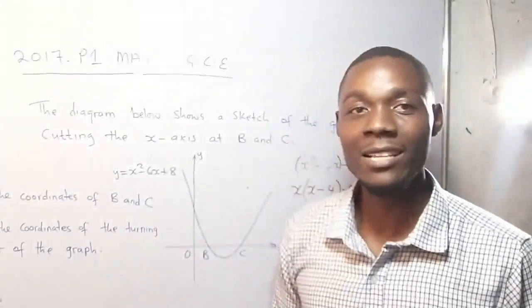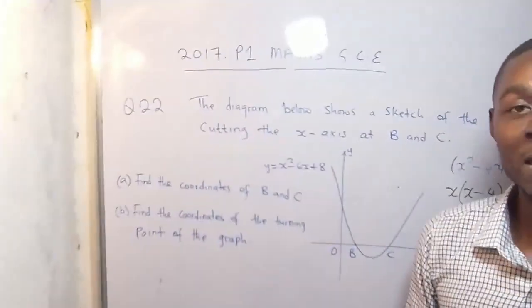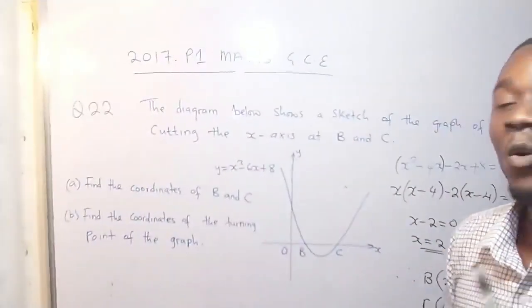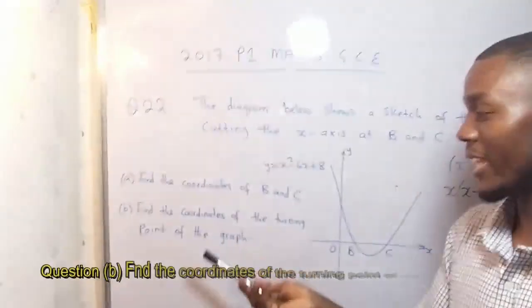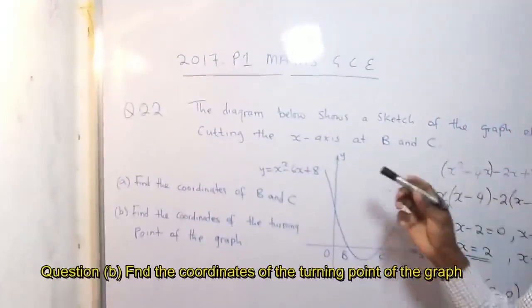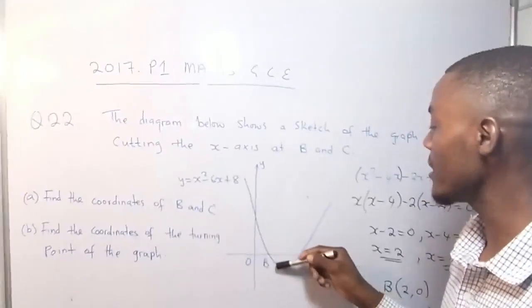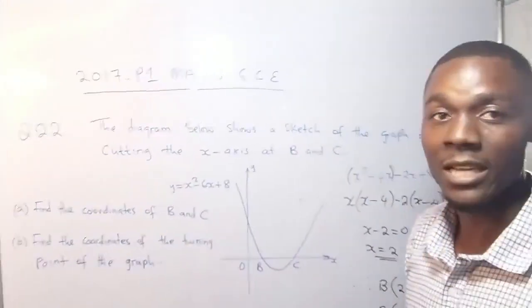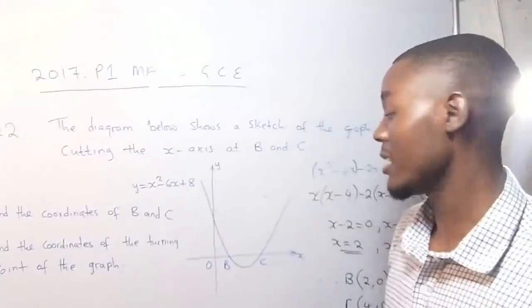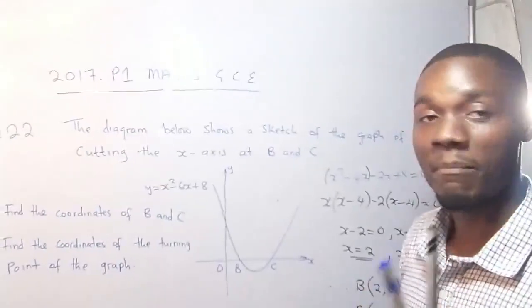This is how we can answer the first part of the question, part A, for the coordinates of B and C. We now move on to the second part of the question, which is finding the coordinates of the turning point of the graph. The turning point is simply where this graph makes a turn as it curves. There are actually two ways of answering this, but I'll stick to the simplest way under paper 1.